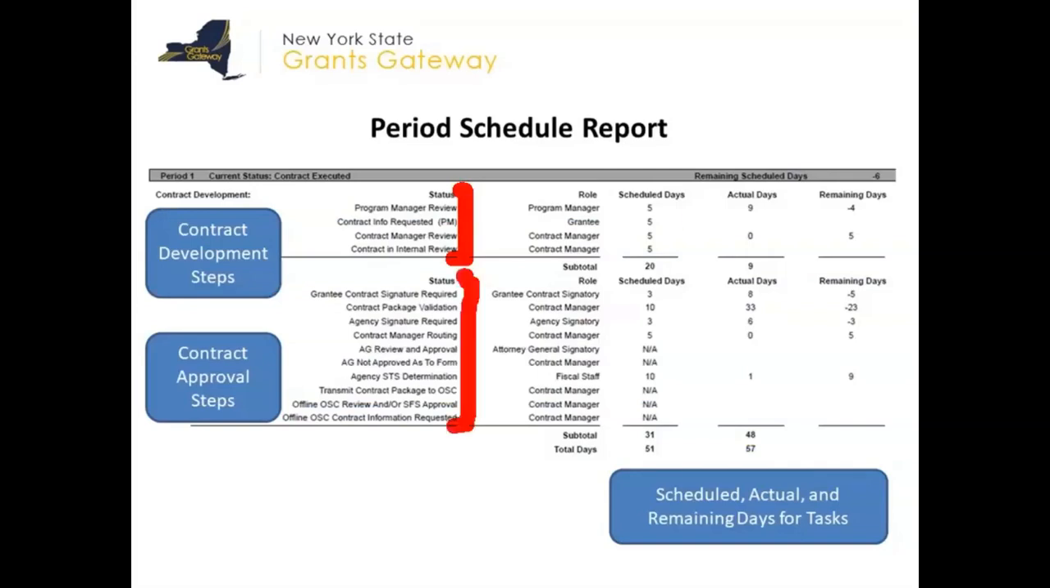And you can see how many days were scheduled, how many days it actually took, and how many days on that schedule are actually remaining. And it'll tally it up on the bottom here. So not super important, but if you were just wondering and you looked at the status and you didn't know what it meant or where it is in the process, you could look at this report to see that. So I'll point that out when we get into the gateway.